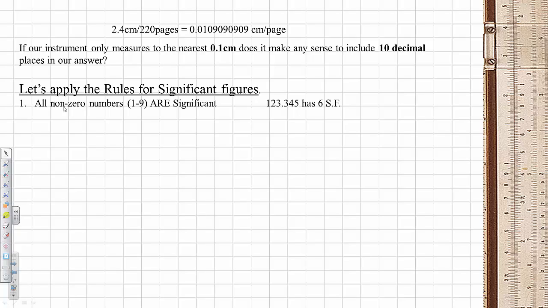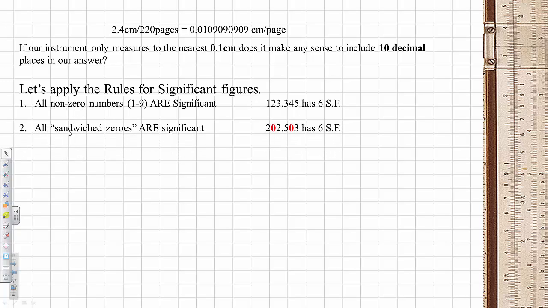First rule, all non-zero numbers 1 through 9 are significant. Right? 1, 2, 3, 4, 5, 6, 7, 8, 9. If it's something other than 0, it's significant. So this number has 6 SF, 6 sig figs. Right? 1, 2, 3, and then 4, 5, and 6. What this means is the next 4 rules are all going to be dealing with zeros. Because if we've taken care of all the non-zero numbers, then what about zeros?